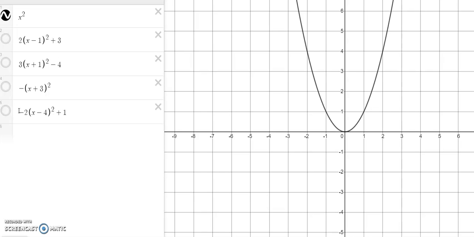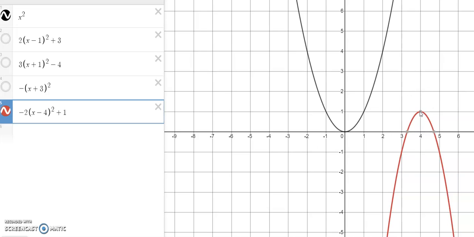Okay, one more time. Negative flips it down. 2, multiplying by 2, makes it more narrow. Minus 4 on the inside shifts us to the right by 4. And plus 1 is going to take us up by 1. So picture that in your head. And there it is. So we're going to go right 4, up 1. There we go. Okay, right 4, up 1.